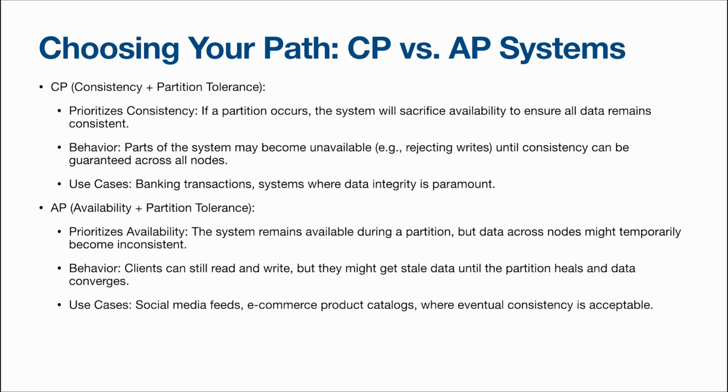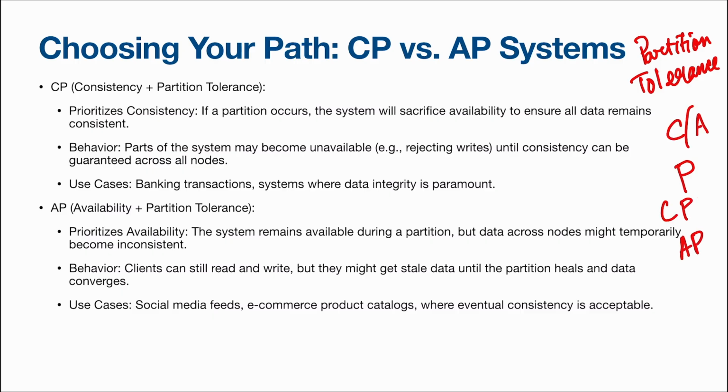Because we stated that partition tolerance is a non-negotiable property of the distributed system, we of course need to keep P, but according to CAP theorem, we can choose either between C or A. So the system can be either CP or AP. So what is a CP system? CP is a distributed system that offers both consistency and partition tolerance. So it prioritizes consistency. If a partition occurs, then the system will sacrifice availability to ensure all data remains consistent.